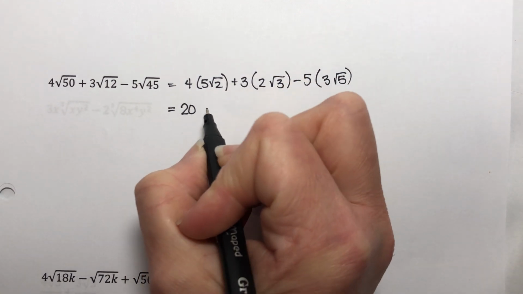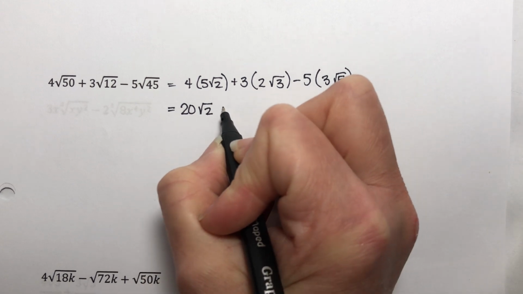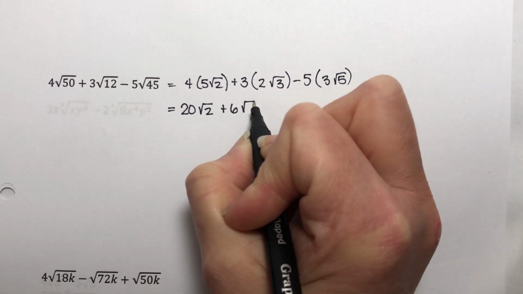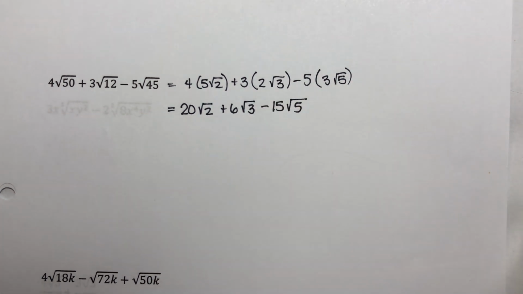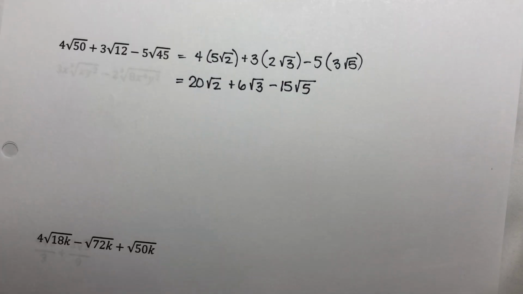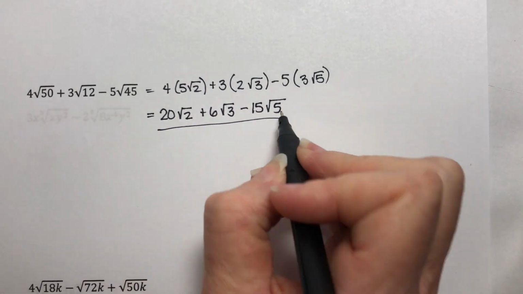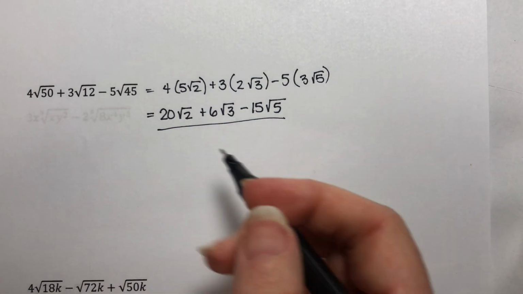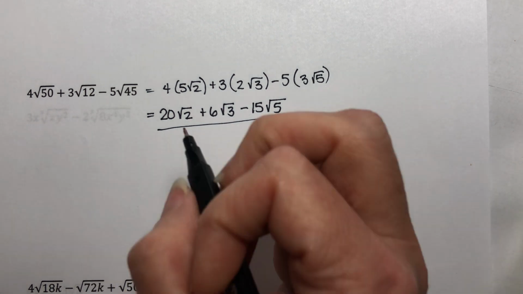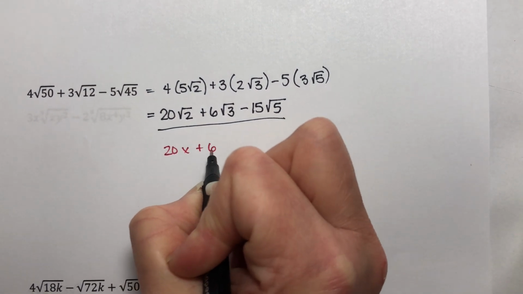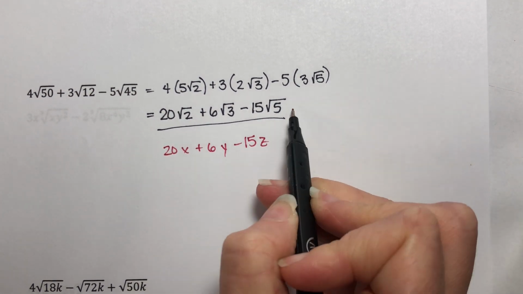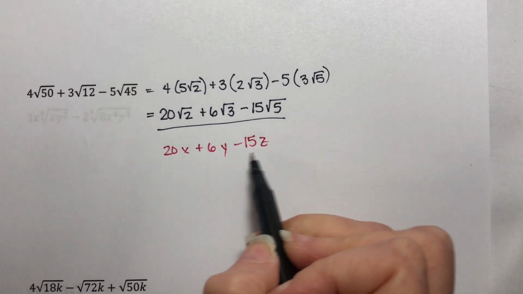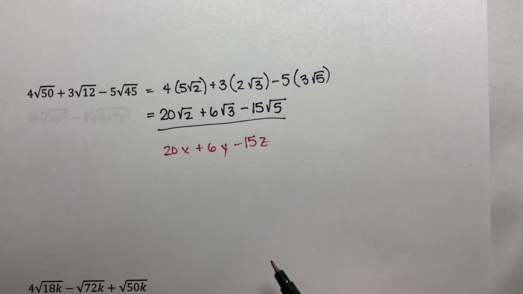That's 20 times the square root of 2 plus 6 times the square root of 3 minus 15 times the square root of 5. Now, we're allowed to combine things if they have the same radical, and I don't have any same radicals. This is my answer. I can't combine it. This is the same kind of idea as having 20x plus 6y minus 15z. These three variable values are not the same, so I'm not allowed to combine them. I wouldn't be allowed to combine this if this were the format either.